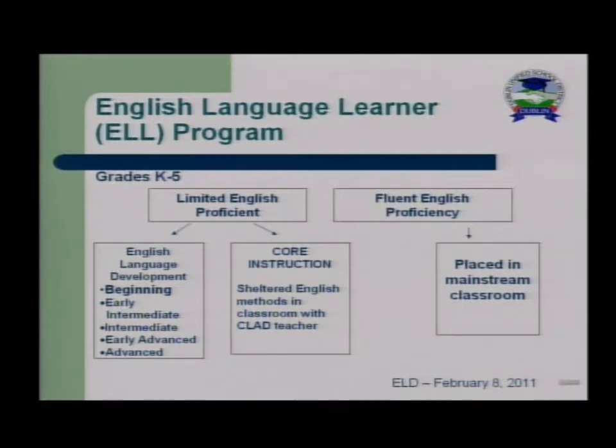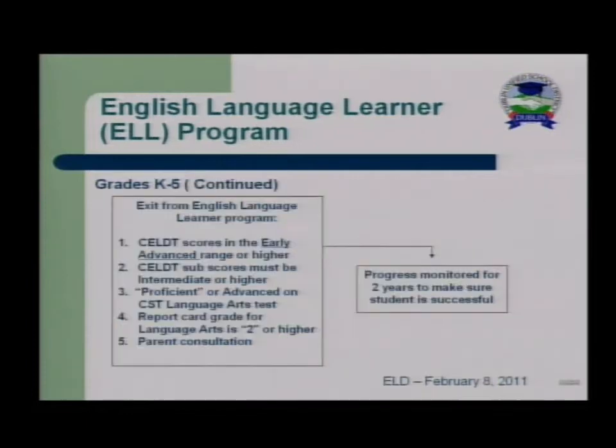On the right side of the screen, again, if they were deemed to be fluent English proficient, they would just be placed in the mainstream classroom and receive all the regular services of any other student. In grades K to 5, if you are looking to exit the English language learner program, you would continue taking the CELL test each year.